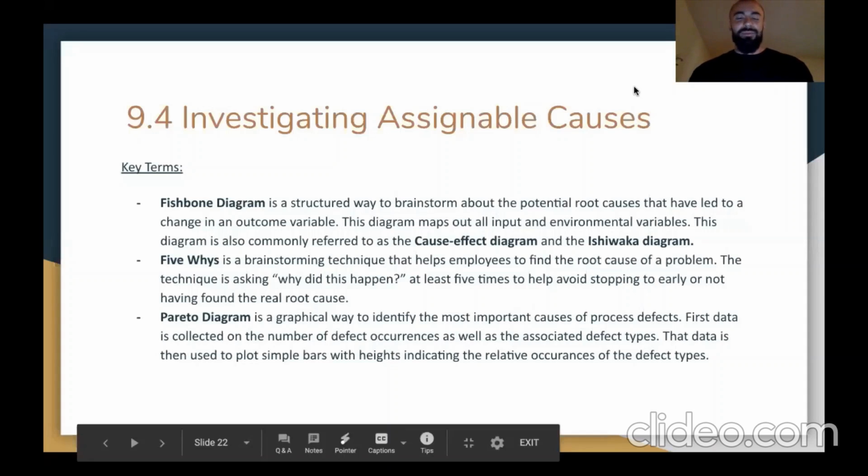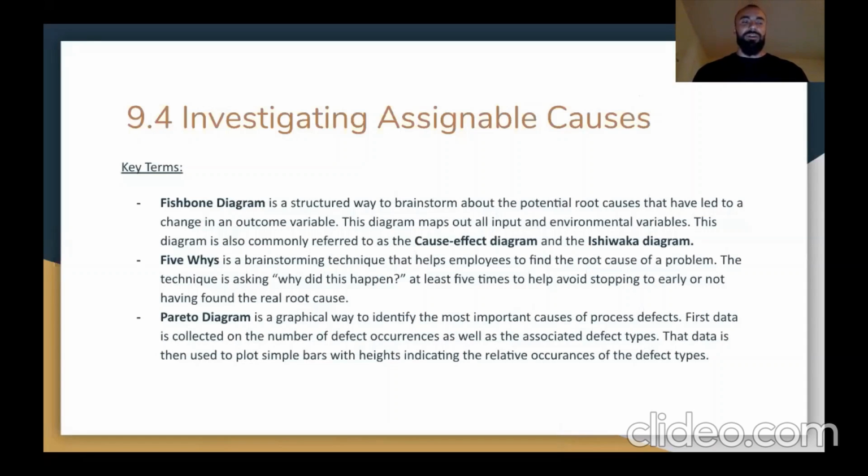Hi everybody, I'm Sam Sadian and I'll be discussing section 9.4 of chapter 9. So to start off, we have our key terms, which are fishbone diagram, 5 whys, and the Pareto diagram. The fishbone diagram is a structured way to brainstorm about the potential root causes that have led to a change in an outcome variable. More simply, it just helps map out all the input and environmental variables, and it's also known as the cause-effect diagram and the Ishikawa diagram.